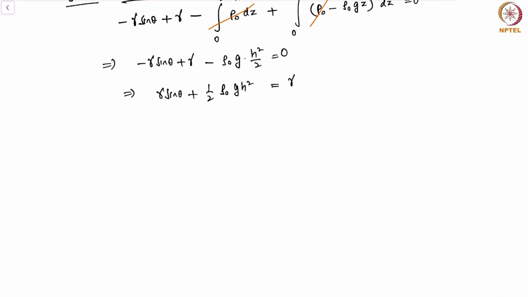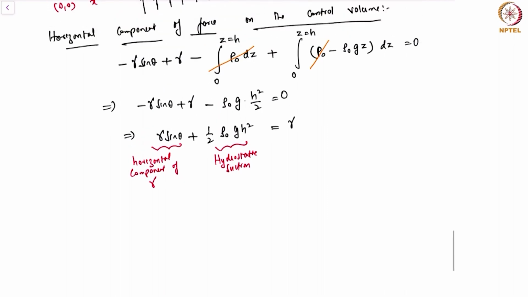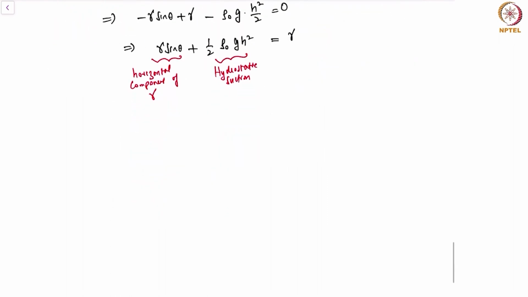So this is nothing but, if I physically understand, the horizontal component of gamma. This is like a suction force which basically pulls the fluid to the left. So this is a hydrostatic suction. And we can do the same force balance in the vertical direction as well.